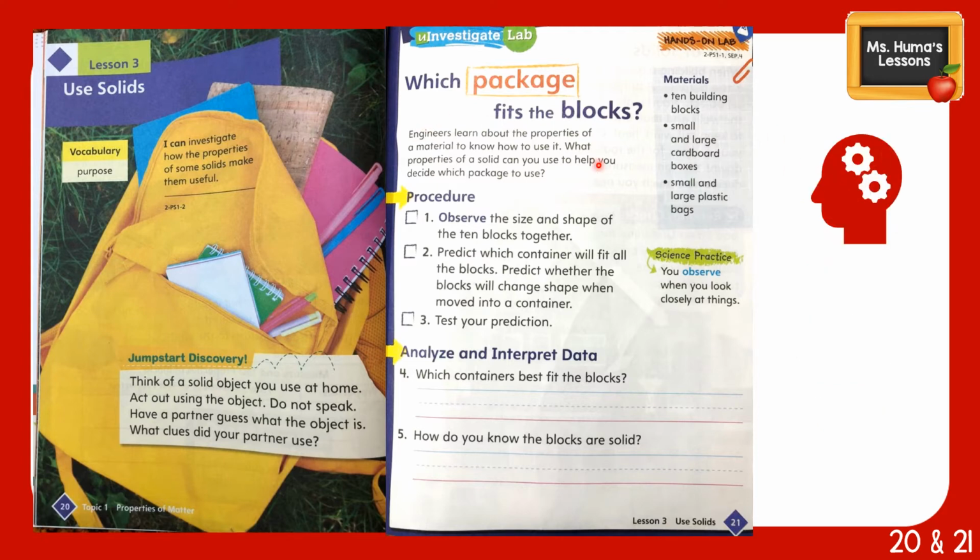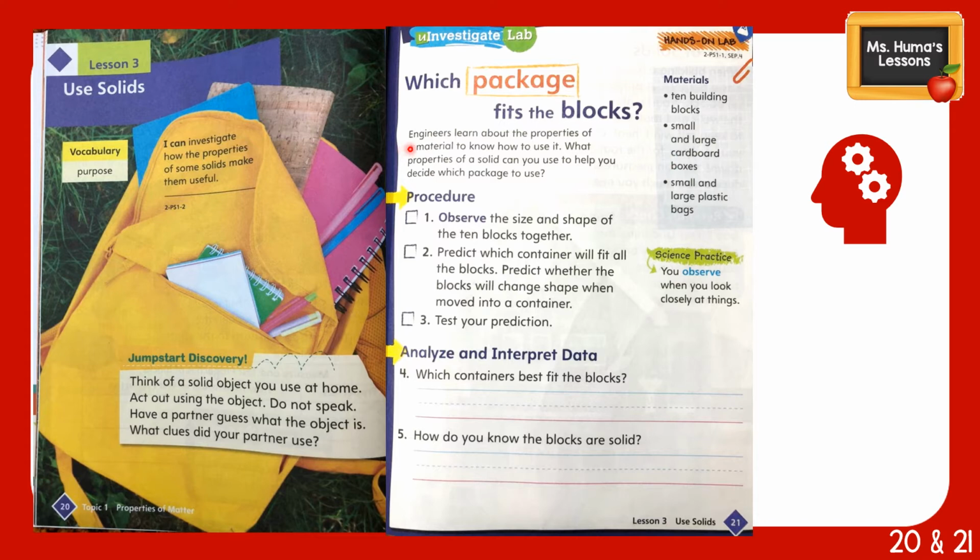Now we are going to do an activity. So we have to turn to page number 21 and see what activity we are supposed to do. First thing, we need materials. We need 10 building blocks and two boxes. Here they have written cardboard boxes, but if you don't have cardboard boxes, you can have plastic boxes. It's no problem. Then you need plastic bags, again one small, one large. Boxes also, one large, one small. Let's see what we are supposed to do.